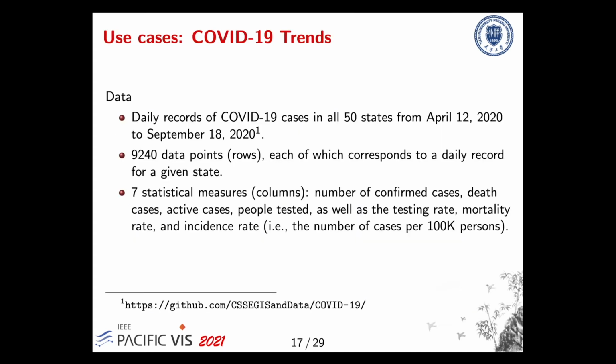We demonstrate the utility of Mapper Interactive through 3 use cases. Our first use case is to analyze and compare COVID-19 trends in the United States. The dataset contains the daily records of COVID-19 cases in all 50 states, from April 12 to September 18 in 2020. It contains 9,240 data points. Each point corresponds to a daily record for a given state. For each state, it contains 7 statistical measures, such as the number of confirmed cases, death cases, and active cases, etc.